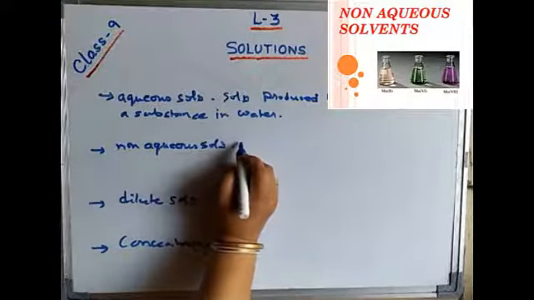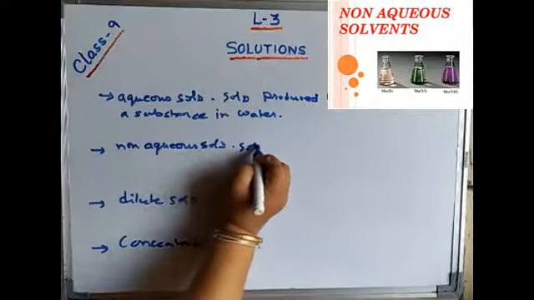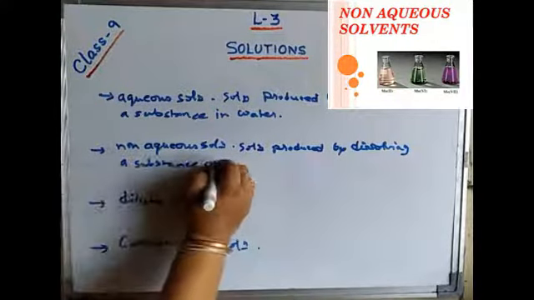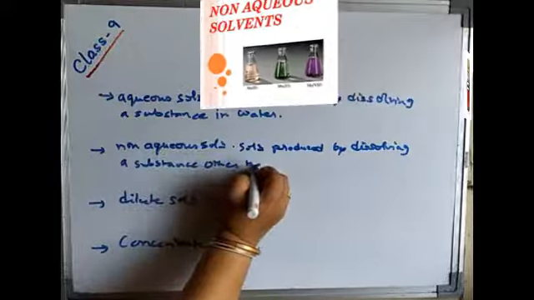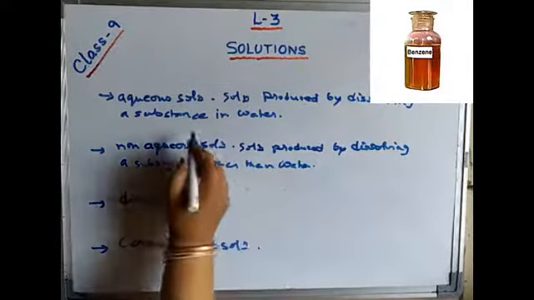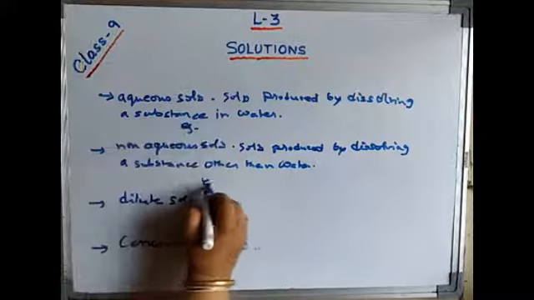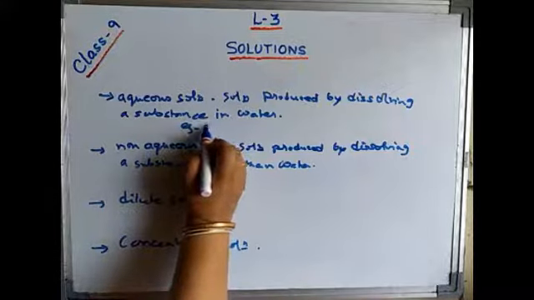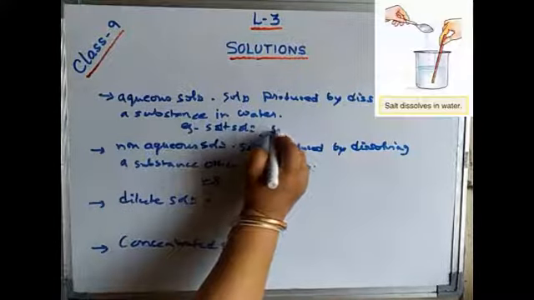And what is a non-aqueous solution? A solution produced by dissolving a substance in a solvent other than water, for substances which are not soluble in water. That means we have to take some examples of each. Let us see, in water, which solutions we get. Any example you can take, like salt dissolves in water, so salt solution, sugar solution.